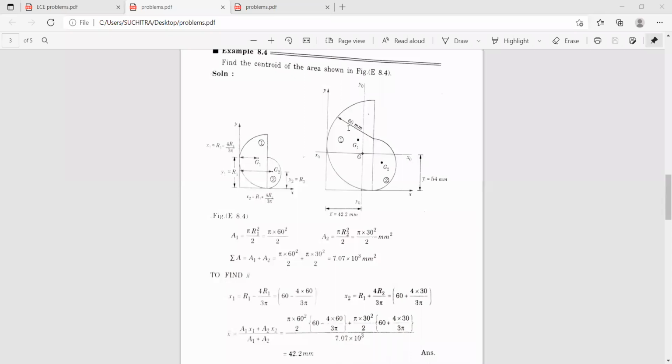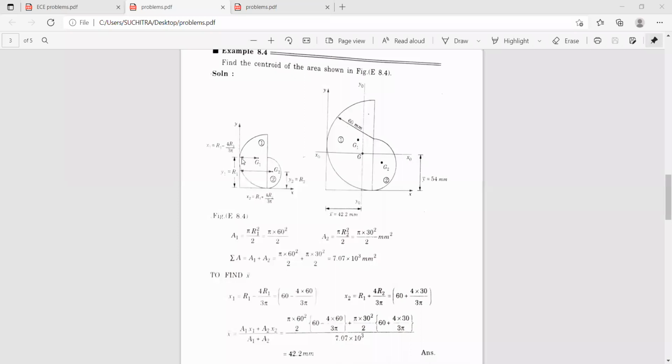Then you calculate the corresponding areas of these individual figures 1 and 2. So this is 1, this is 2. So A1 is pi r1 square divided by 2 and A2 is pi r2 square by 2. So these are the corresponding areas. So you'll get the value of sigma A as 7.07 into 10 power 3 millimeters square.